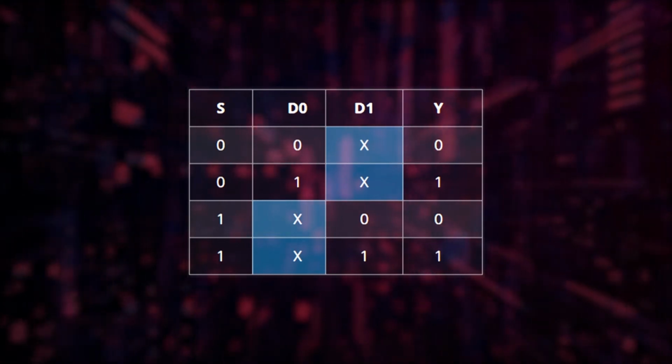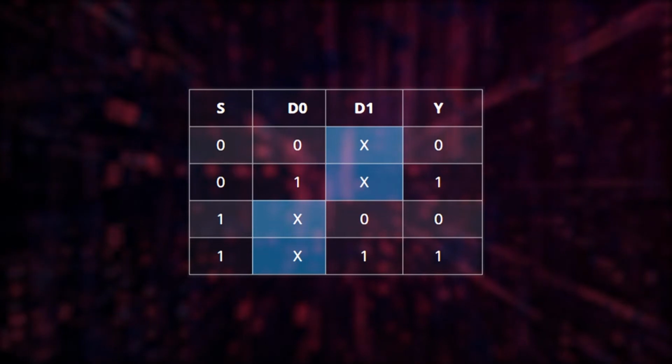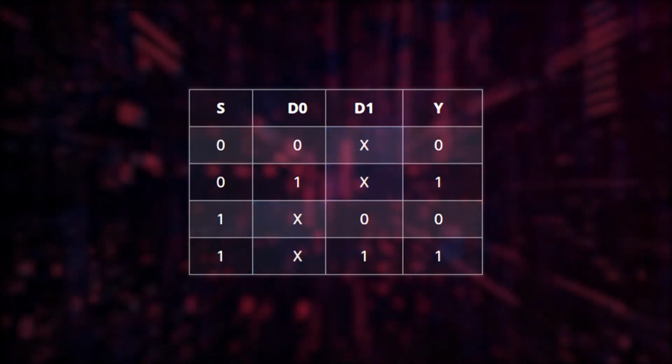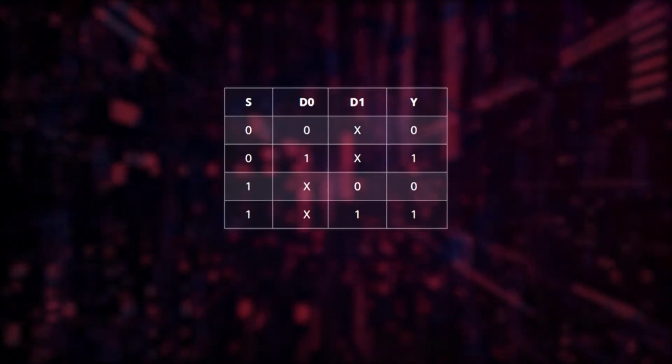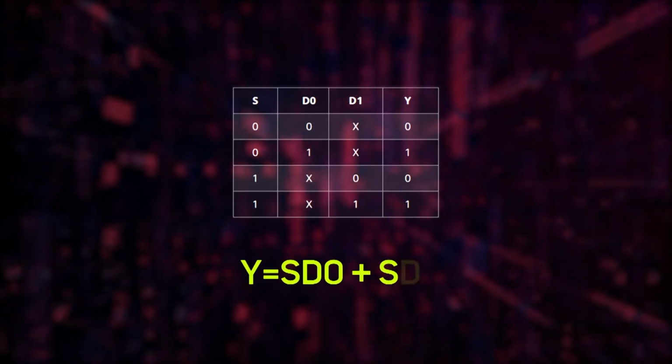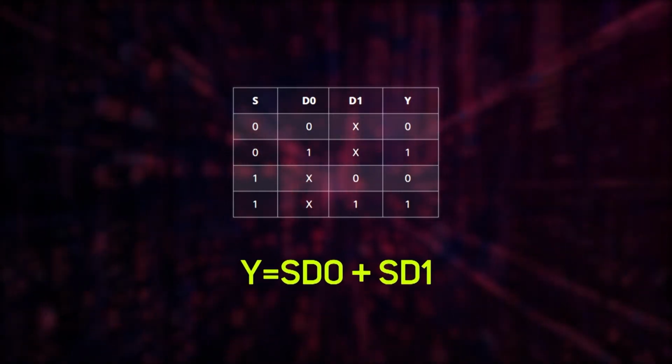After ignoring the don't care conditions, we can derive the logical expression of 2 by 1 multiplexer as Y equal to S' D0 plus S D1. We have already learned how to derive Boolean expression from truth table in the previous classes. You may just review those topics if necessary.